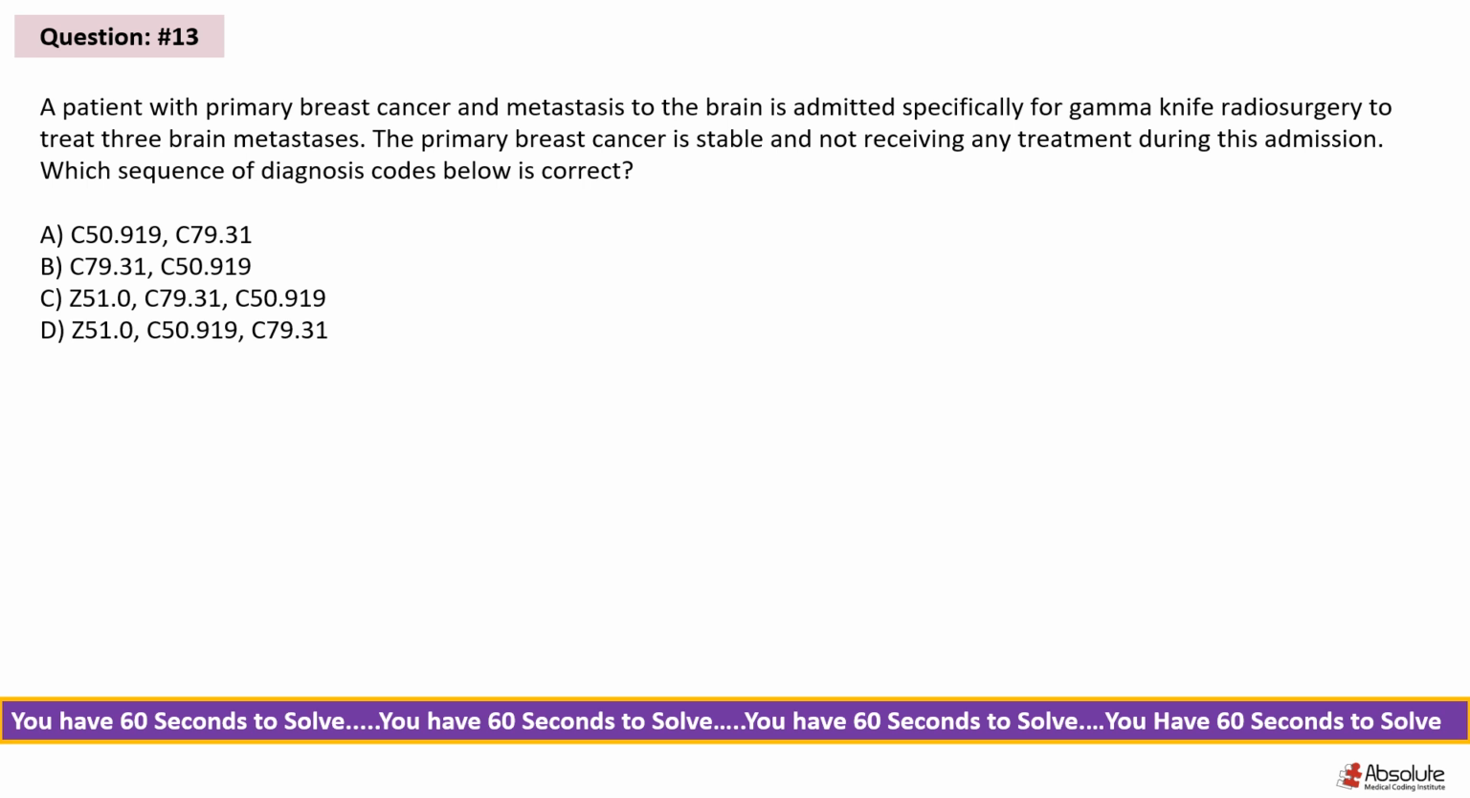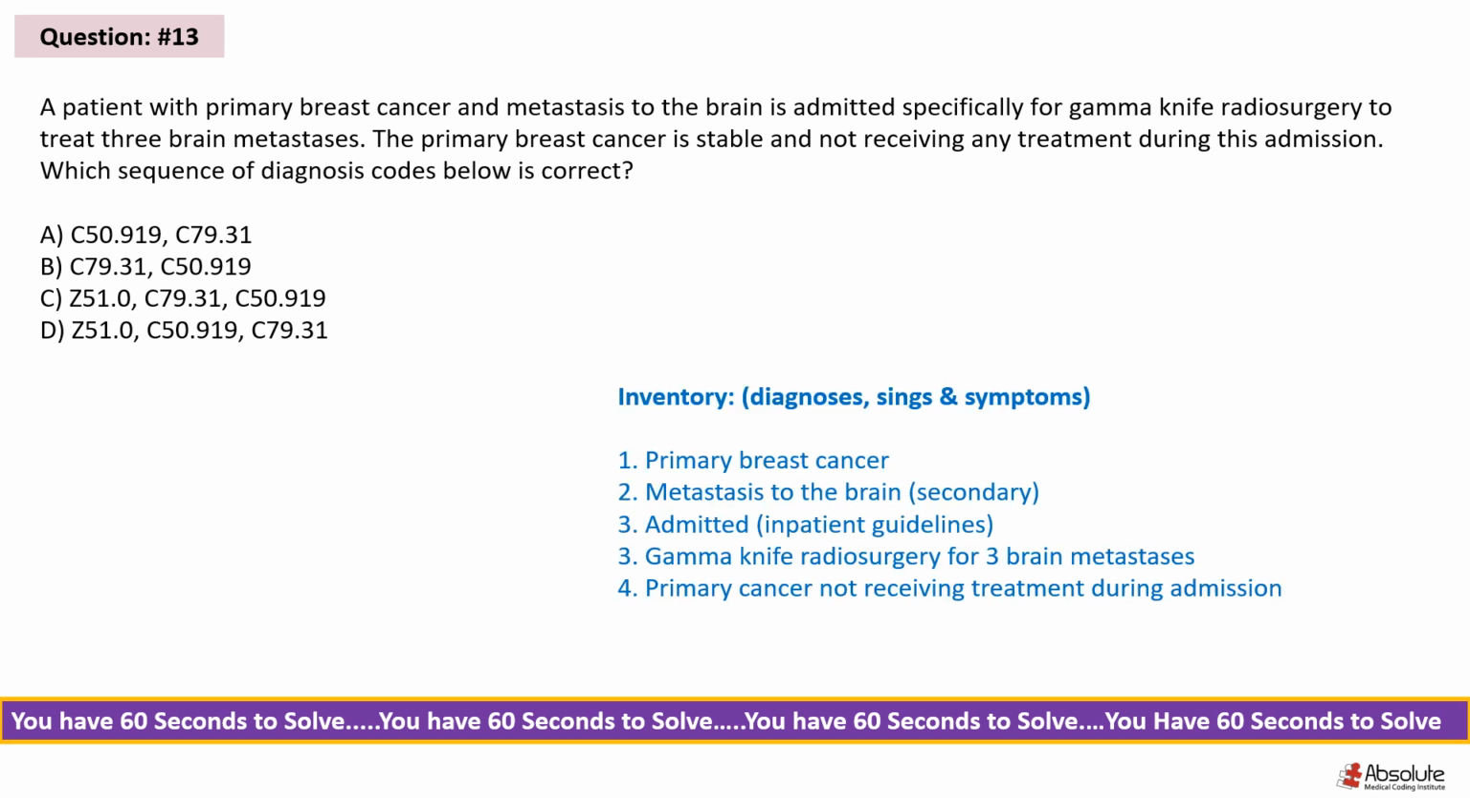Okay, let's take a look at our inventory. We have primary breast cancer, metastasis to the brain, which means it's secondary. We have admitted, so inpatient guidelines are applicable here. And we have gamma knife radiosurgery for 3 brain metastases. Primary cancer not receiving treatment during the admission.